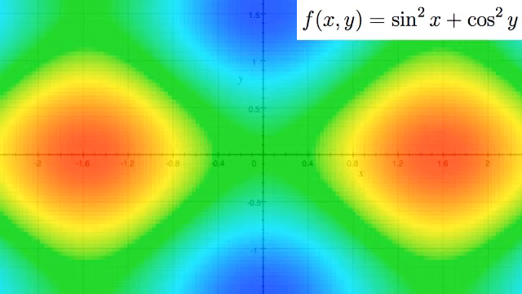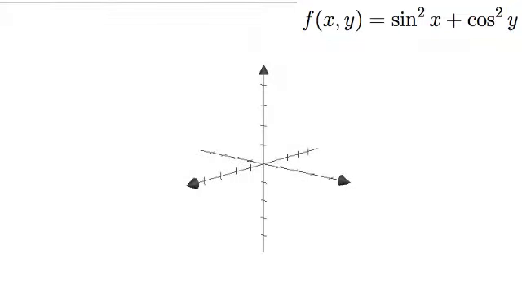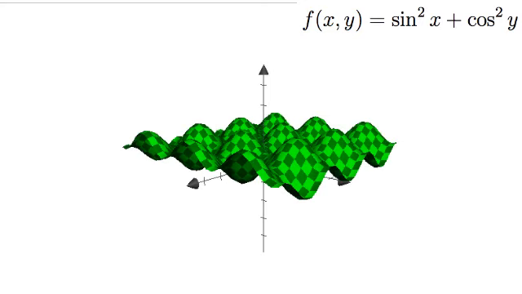Instead of associating some color with the output value, we could associate a different coordinate with it, and that leads us into 3 dimensions. So let's take a look at that graph. If we wanted to graph z is equal to sine squared x plus cosine squared y, the same function, a function of two variables x and y, but in this case we're assigning the output to the value z, which would be our third coordinate. So if we graph that, it looks something like this.